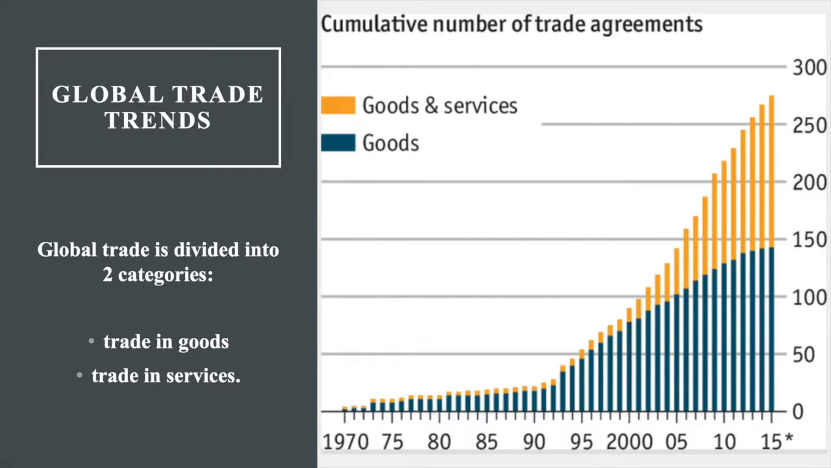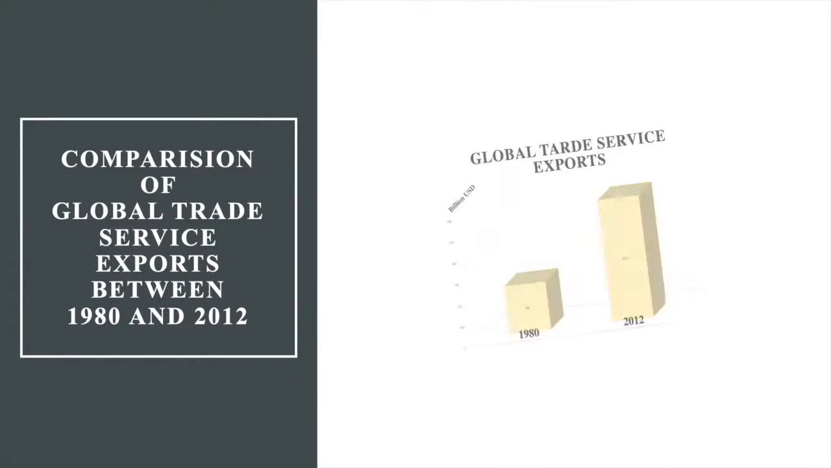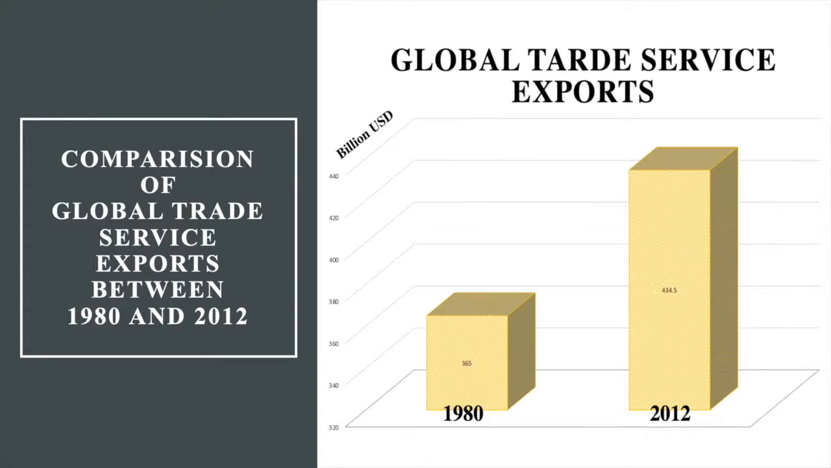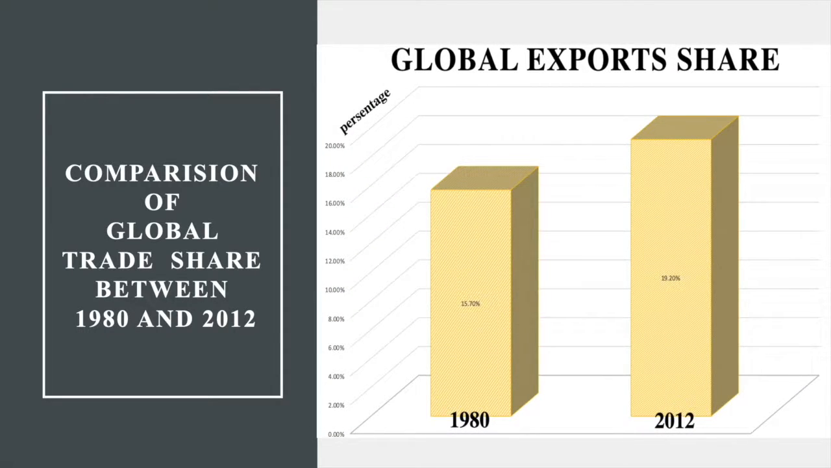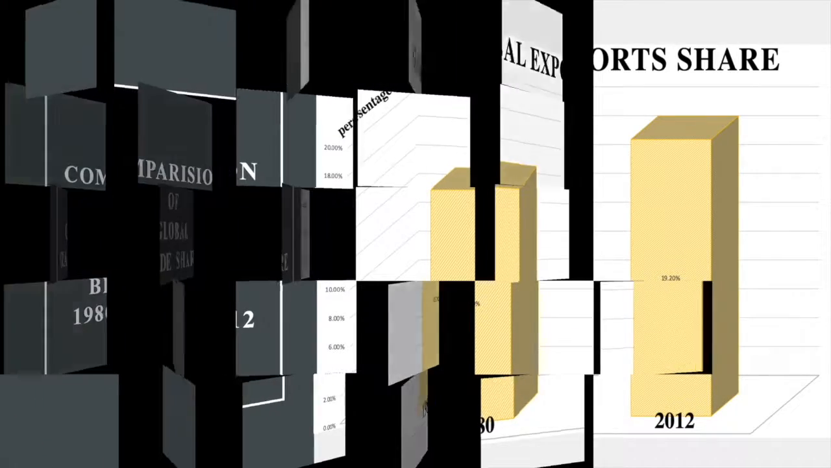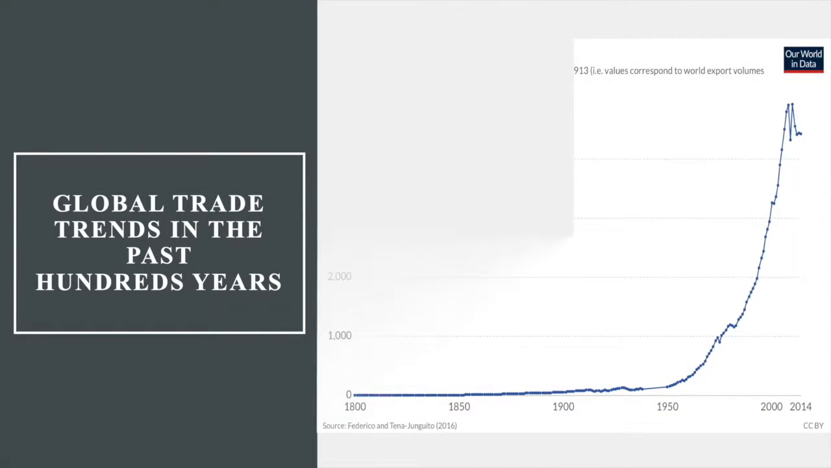According to the survey, from 1980 to 2012, global service trade exports increased from $365 billion to $434.5 billion, and the global exports share rose from 15.7% in 1980 to 19.2% in 2012. The integration of national economies into a global economic system has been one of the most important developments of the last century. This process of integration, often called globalization, has materialized in the remarkable growth in the trade between countries.